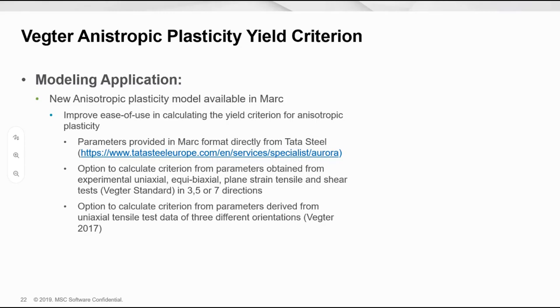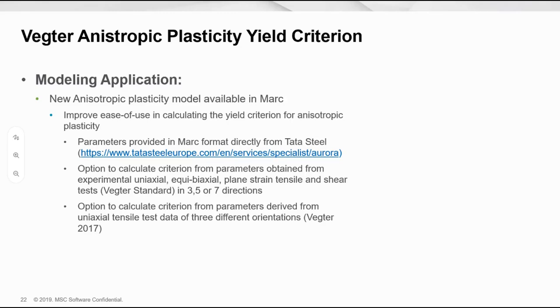The first one is that the parameters are provided by the material suppliers, such as Tata Steel. We have worked closely with Professor Vegter in the Netherlands, or you can call Aurora Online, who supplies the material and provides the ready-to-run input decks. These material files contain all the required material data on a specific grade and can be directly used within Marc to run forming and crashworthiness simulations. So if you're using their products, it is very easy to get the data into Marc.